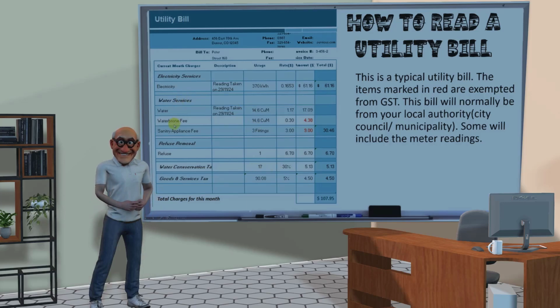Righto, and of course the sanitary appliance fee. This is normally based on the amount of toilets that you have in your house or in your building. It is normally based on, say, 3 fittings for instance, and you only charge $1 per fitting, which is very cheap in actual fact. Righto, refuse, and that's your rubbish that gets removed. Your $1 unit for $6.70. Wow, that's quite cheap to have your refuse removed every day for that price.